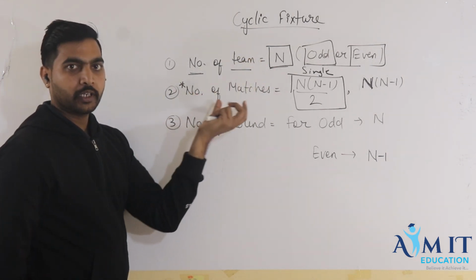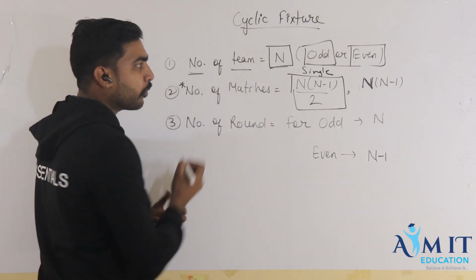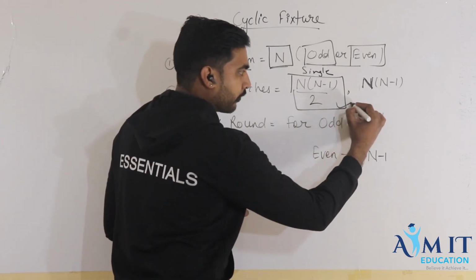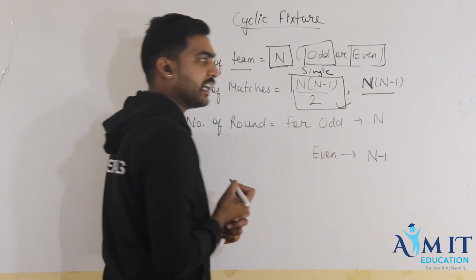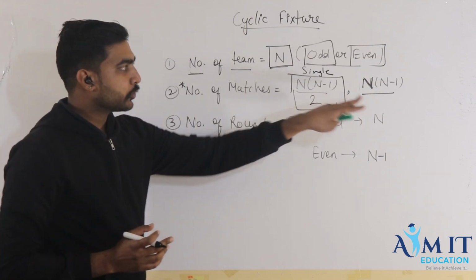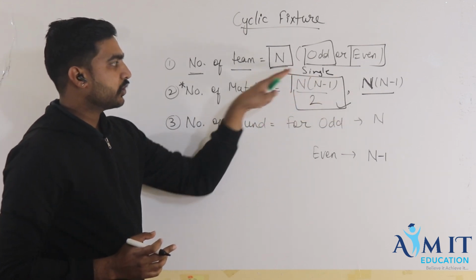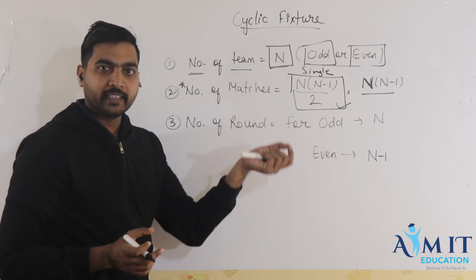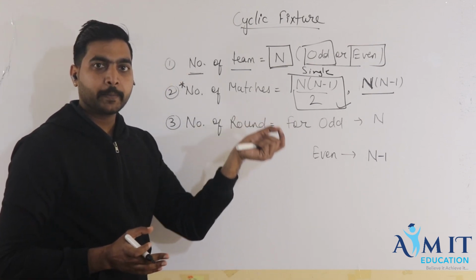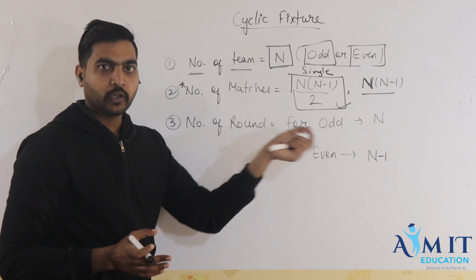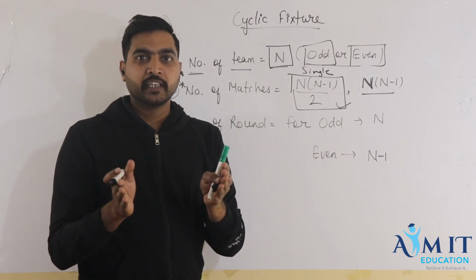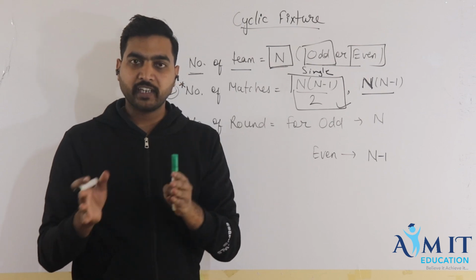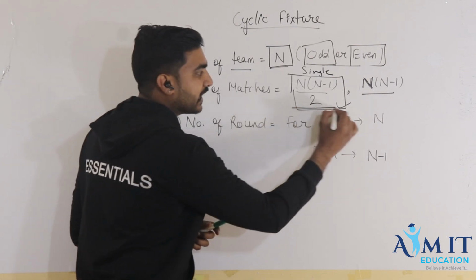Point number 2, number of matches. The formula for number of matches is N(N-1)/2. This is formula 1. Second formula is N(N-1) multiplied by 2. So there are two conditions. First condition: N(N-1)/2 means we play fewer matches, a single match, just like A versus B. If every team plays only one match with every team, this is known as the single league.